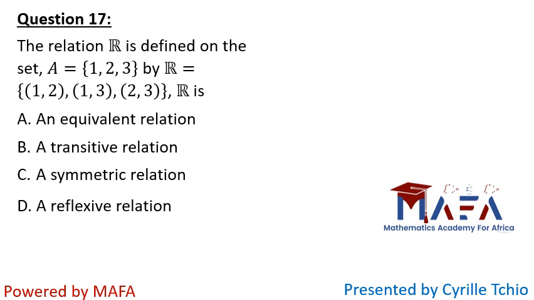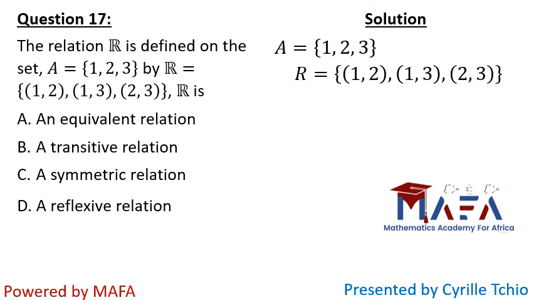Question number 17. The relation R is defined on the set A equals {1, 2, 3} by R equals what you are seeing there. So the solution says we have A, and then we have this relation R. A is 1 2 3 and the relation R is, you read it as 1 relates to 2, 1 relates to 3 and 2 relates to 3. We need to find if this relation is an equivalence relation, transitive relation, symmetric relation, or reflexive.